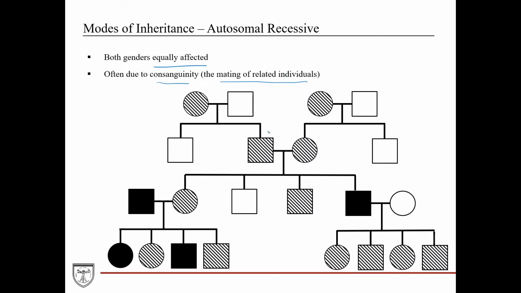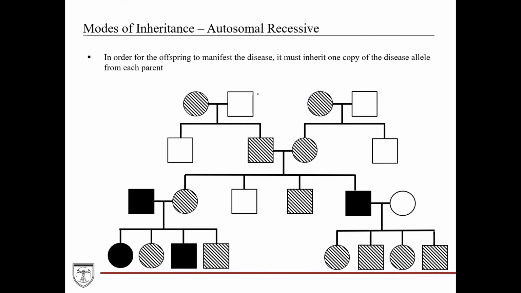And so if 2 carriers mate, then that dramatically increases the chance of one of the children inheriting the disorder. And so you can actually see that here. So you have 2 carriers here, and then you can see one of their children was affected. Now, again, as we said, in order for the offspring to manifest the disease, it has to inherit 1 copy of the disease allele from each parent. So in this case, you have to inherit the recessive allele from dad and from mom. And again, one of them could be a carrier and one could be affected. Both could be carriers or both could be affected.